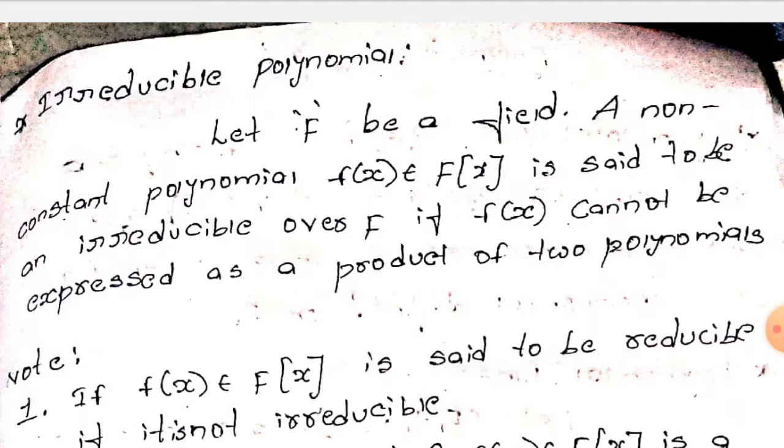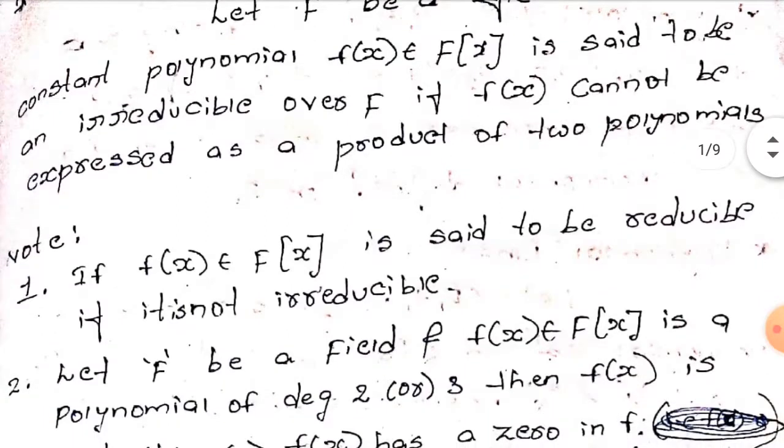Let F be a field. A non-constant polynomial f(x) belonging to F[x] is said to be irreducible over F if f(x) cannot be expressed as a product of two polynomials. Means if we have some polynomial and we cannot express it as a product of two, then we can say it is irreducible. See note point 1: if we can express it as a product of two polynomials, we can say it is reducible.